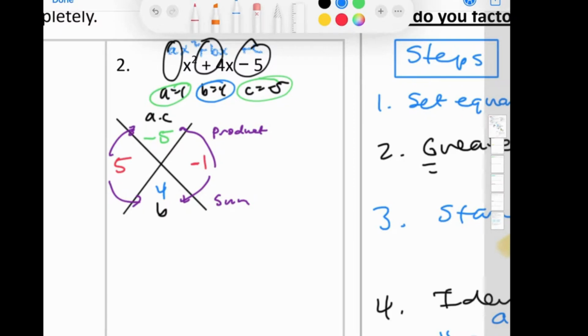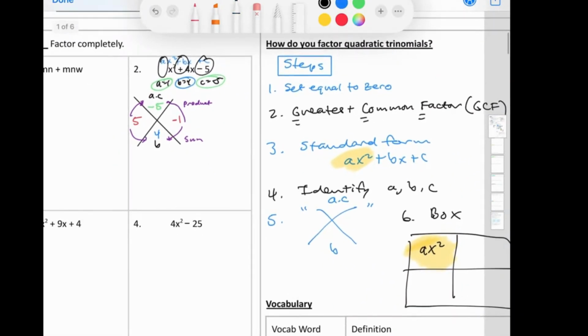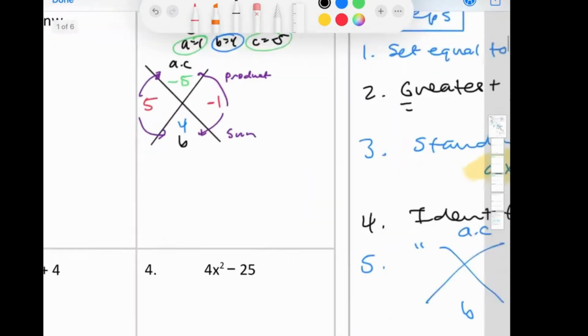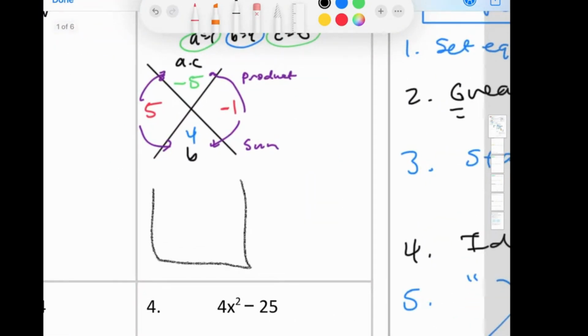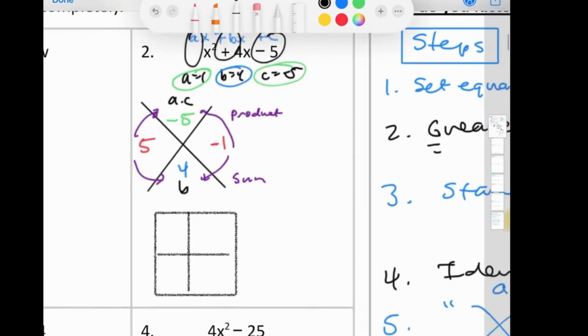Okay, next thing I'm going to do now is put it into my box. You have it previously, it did not save, somehow my iPad crashed. Thank you very much, iPad. And let's go ahead and put it here.